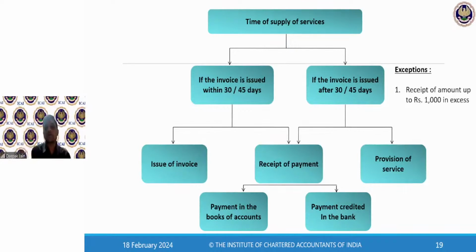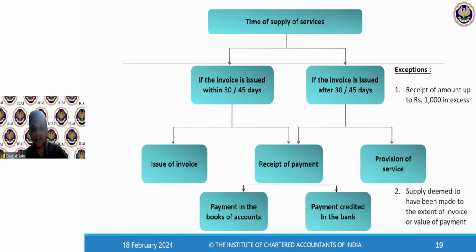Receipt of an amount up to rupees 1,000 in excess, the time of supply falls back to the date of invoice. I said that this is not relevant for goods. Same condition is there because anyways on advance we are not paying GST, right? So that's why that becomes irrelevant there. Second exception is supply is deemed to have been made to the extent of invoice or value of payment.